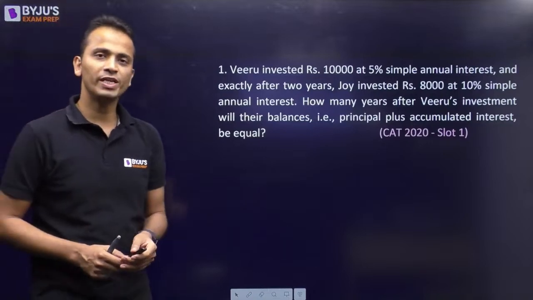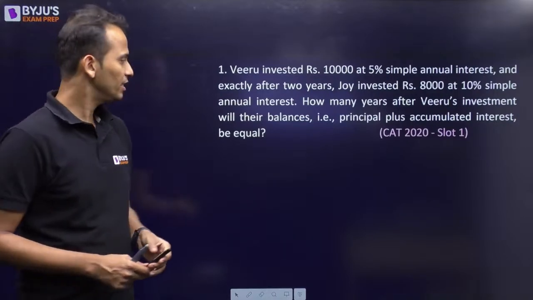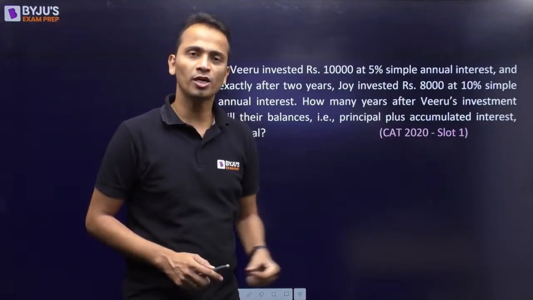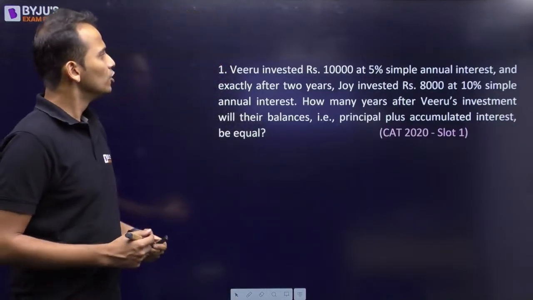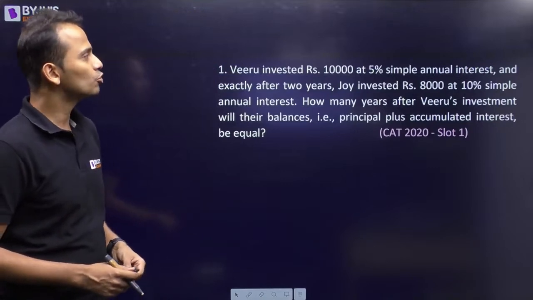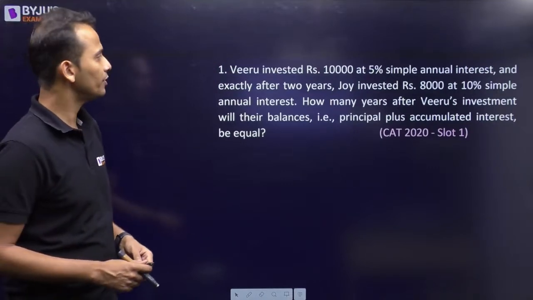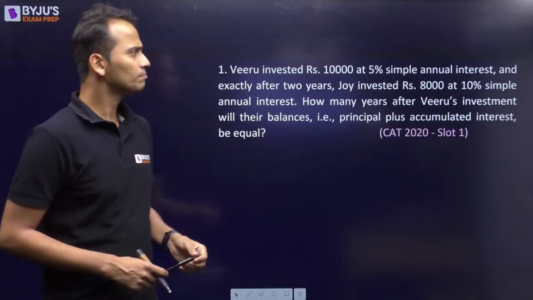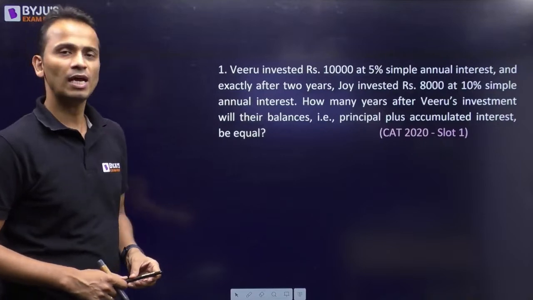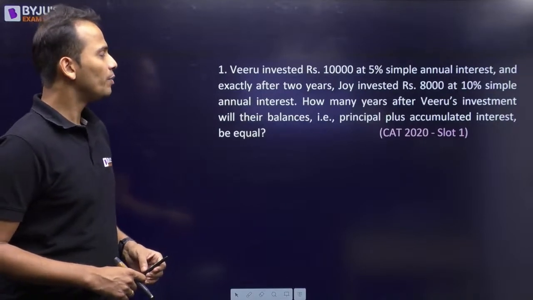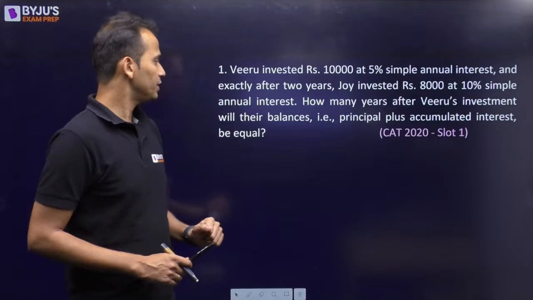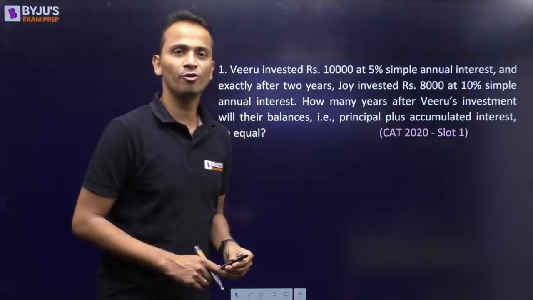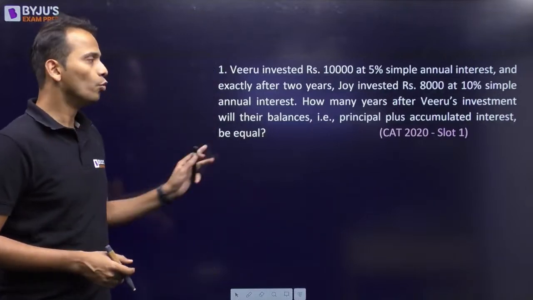So read this question very carefully and give me a correct answer for this. This is the question of CAT 2020 slot number 1, exact question. So Viru invested 10,000 rupees at 5% annual interest, and exactly after 2 years, Joy invested 8,000 at 10% simple annual interest. How many years after Viru's investment will their balances, that is principal plus accumulated interest, that means the total amount, become equal?